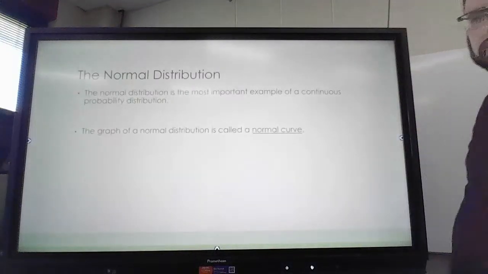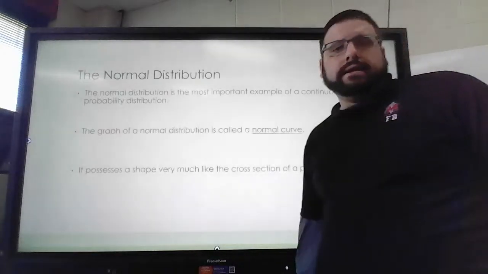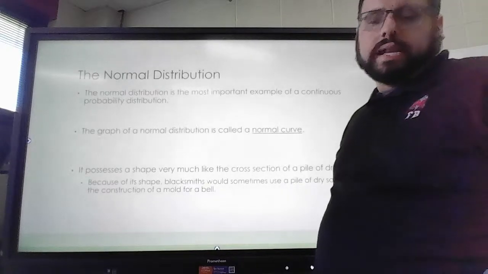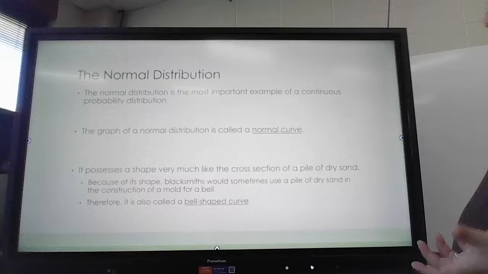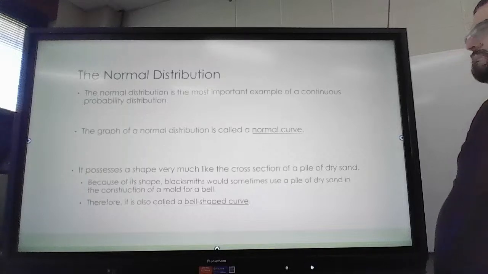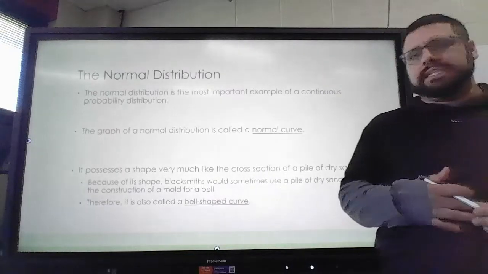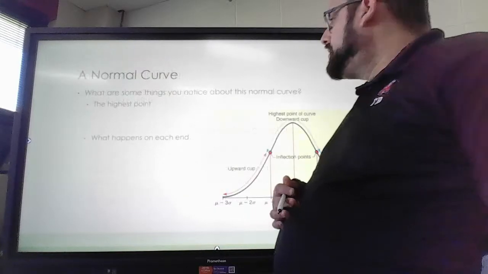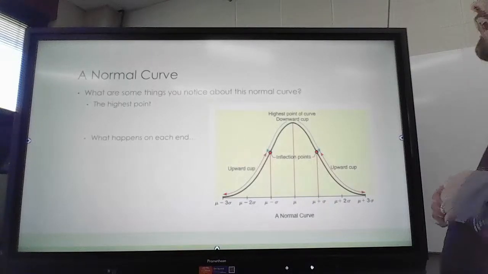The graph of a normal distribution is also called a normal curve. It possesses a shape very much like that of a cross-section of dry sand. Because of this, blacksmiths would sometimes use a pile of dry sand in the construction of a mold for a bell. So the graph of a normal distribution is called a normal curve. It's also called a bell-shaped curve. If you ever heard the term bell curve before, teachers use bell curves all the time when it comes to curving grades. So here's an example of a normal curve.